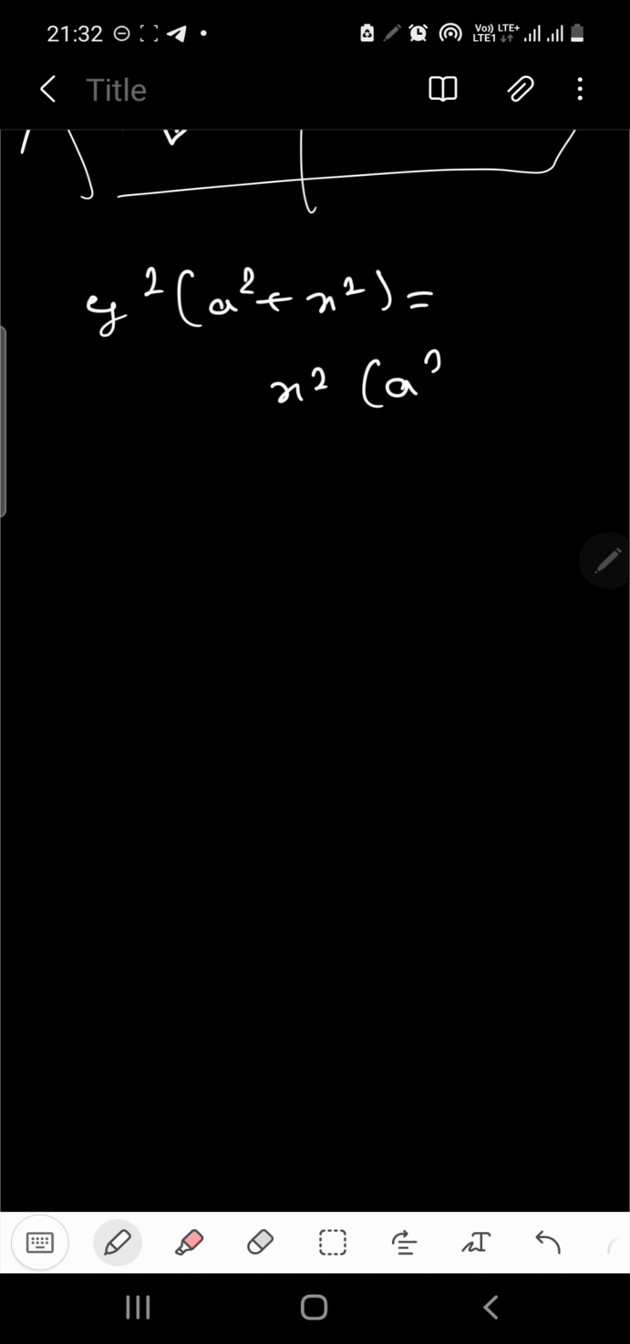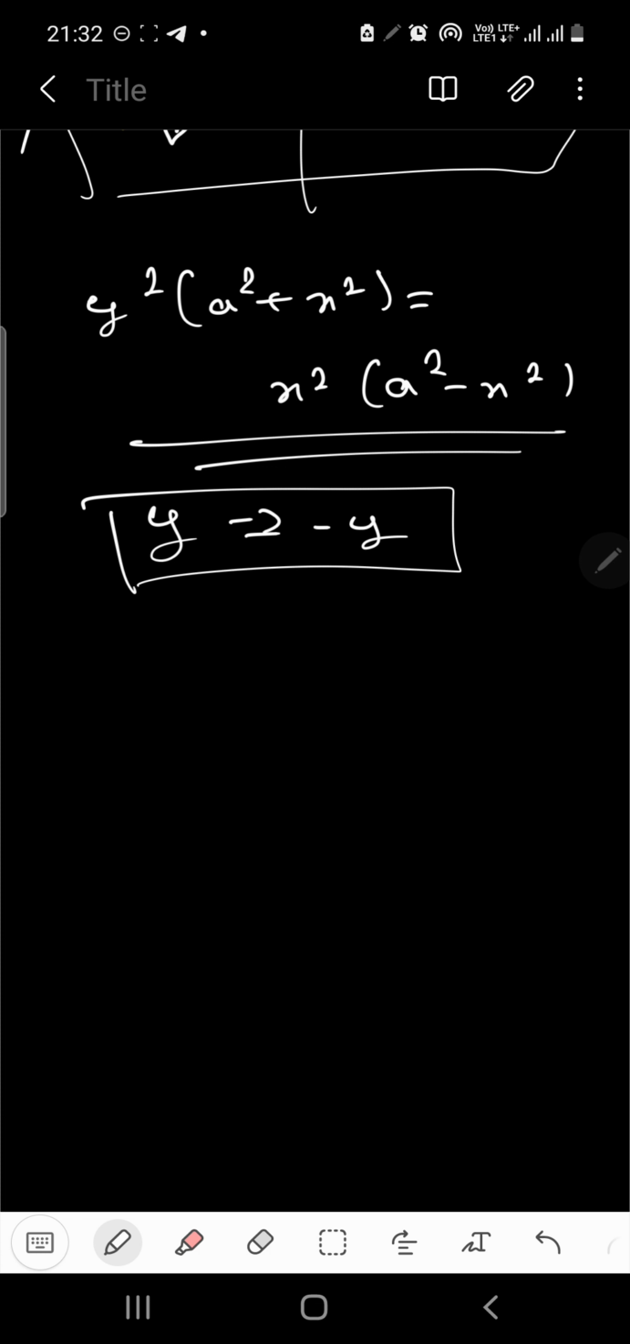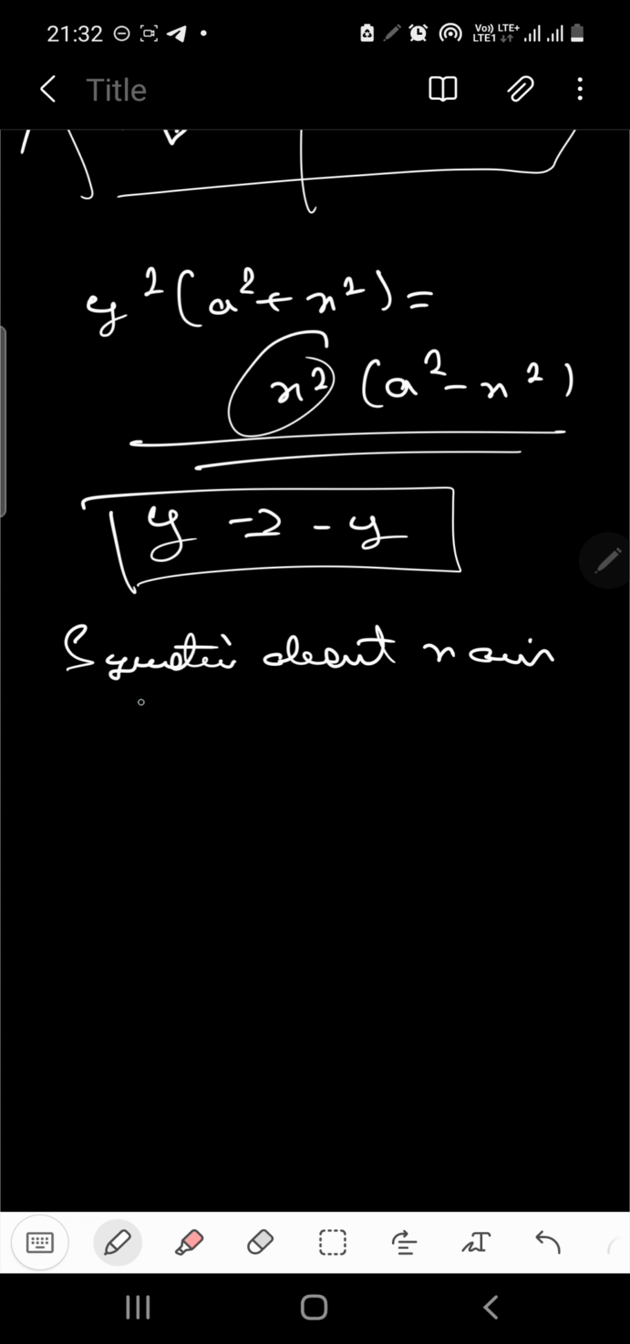So we have this curve, let's say y square times (a square plus x square) equals x square times (a square minus x square). This is the curve given. First let us check its symmetric nature. We can easily find that putting y equals minus y, there is no change in the curve. So this is symmetric about the x-axis. Further, if you put x equals minus x, there is also no change in the curve. So it also becomes symmetric about the y-axis.